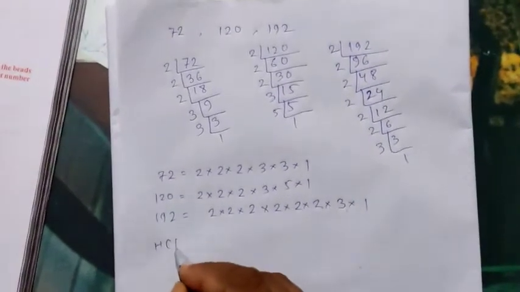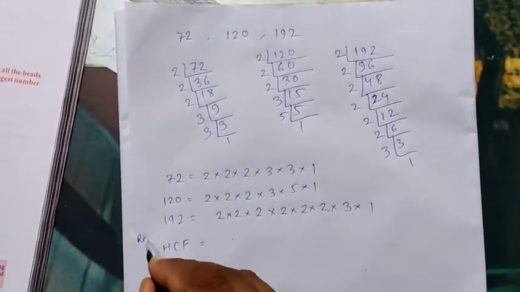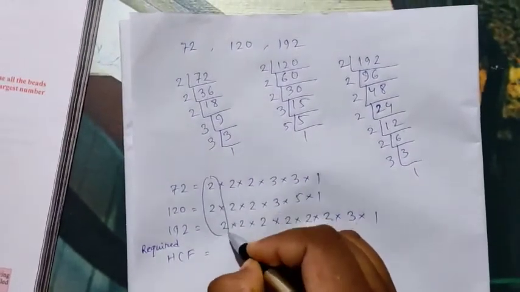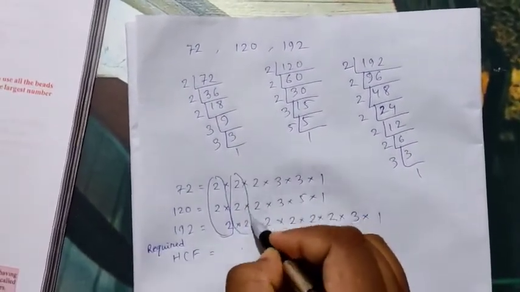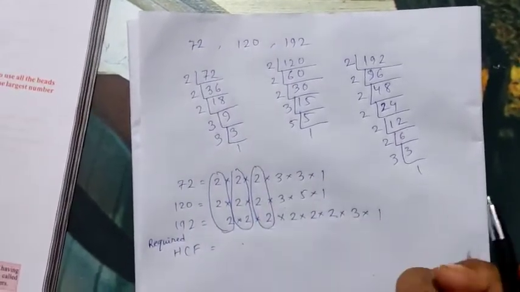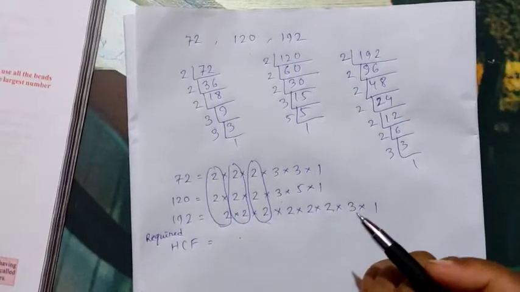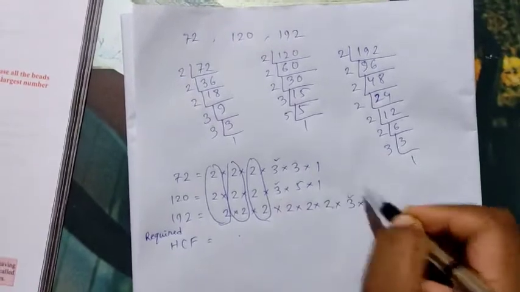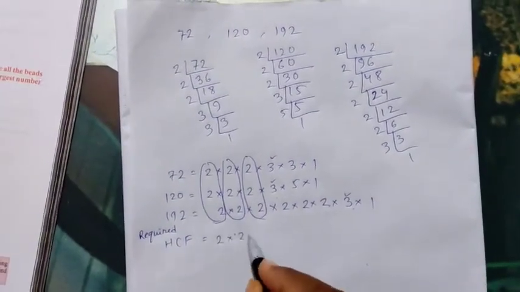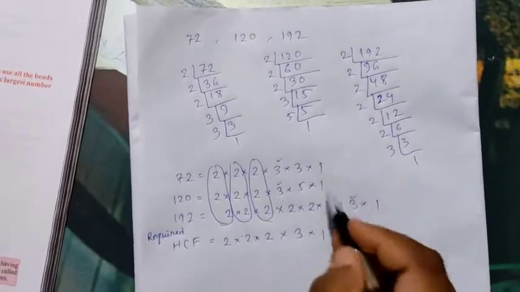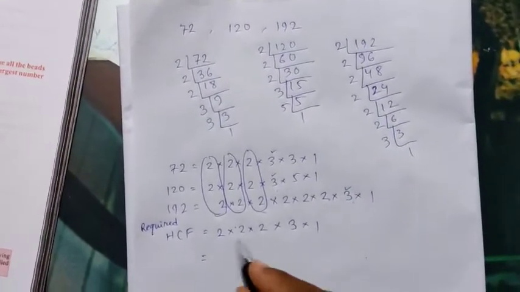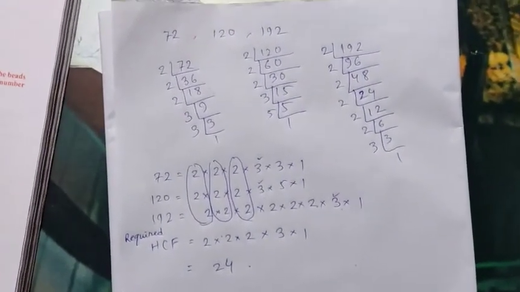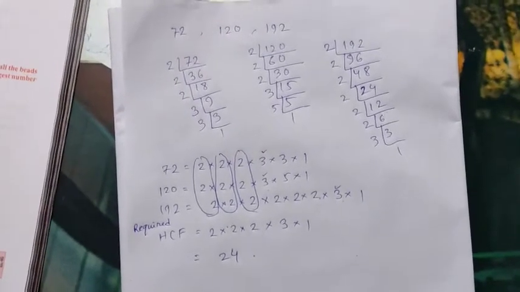Now you will be finding the HCF. What are the common factors you find first? One 2 is common, another 2 is common. So three 2s are common in all three numbers, and the factor 3 is also common. So the HCF will be 2 into 2 into 2 into 3 into 1. 1 is also common. So that is 24. So 24 will be the HCF. This is the process of prime factorization for finding the HCF of given numbers.